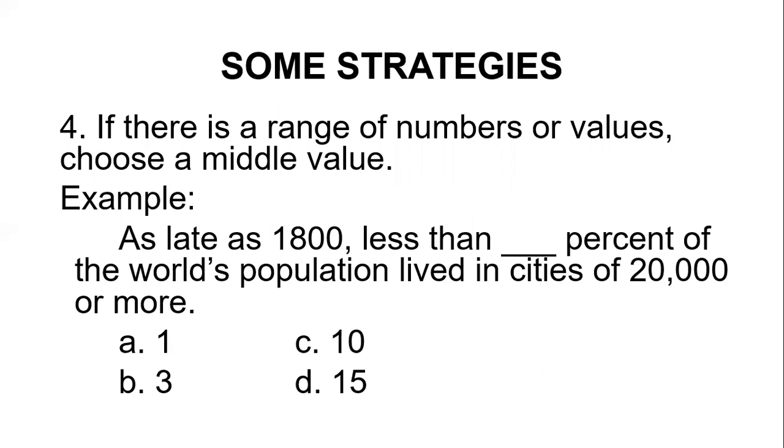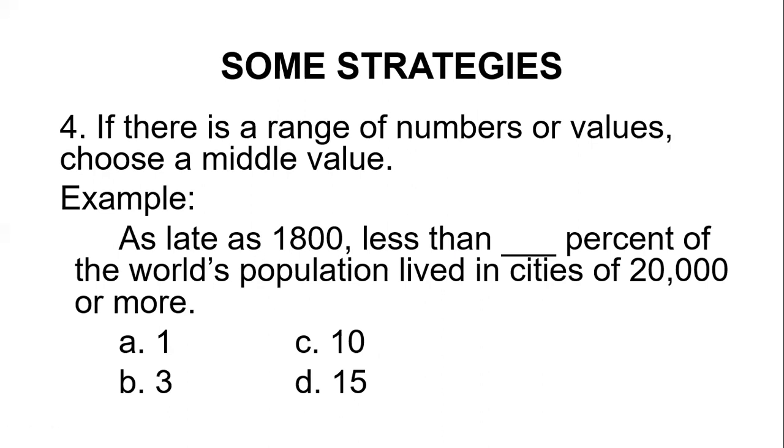When we say distractor, it's an incorrect answer or an incorrect choice that's either lower or higher than the correct answer. That's why if you don't know, for example, if the choices are 1, 3, 10, and 15. Okay, as late as 1800s, less than blank percent of the world's population live in cities of 20,000 or more.